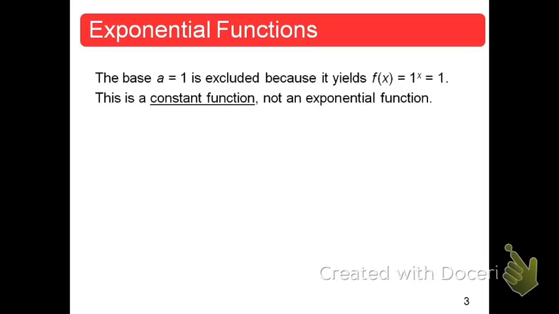Now, of course, if a is equal to 1, we wanted to exclude this. Why? Because when we do not exclude it, we'll have 1 to the x, which of course is 1. And we know that 1 to the x is a constant function and not an exponential. So for these purposes, for exponentials, we're going to exclude 1.